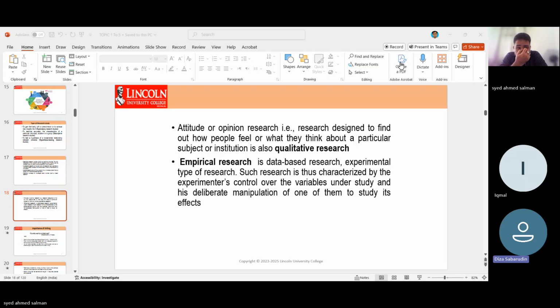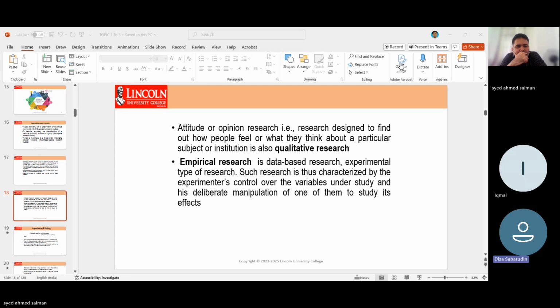Number one is exploratory research studies. Exploratory research aims to investigate problems that are not clearly defined and is used to gain insights and familiarity for later investigation. So the methods include literature reviews, interviews, and focus groups. So this research is flexible and open-ended, helping to identify variables and formulate hypotheses for future studies.